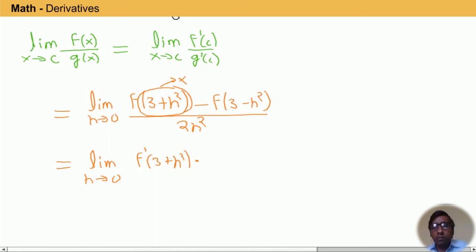Now the derivative of the inner function in x, d over dx. And here we are differentiating with respect to h. So 3 plus h squared, negative, f dash (3 minus h) squared times the derivative of 3 minus h, like this.